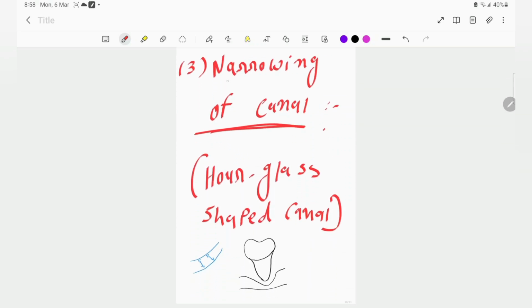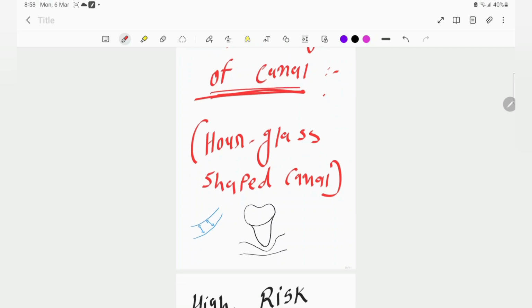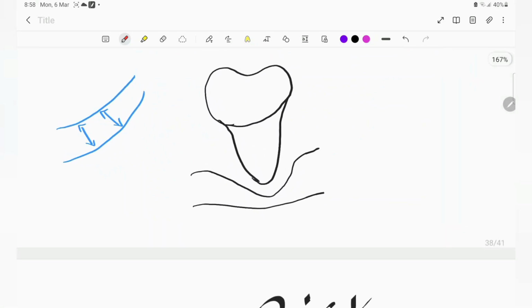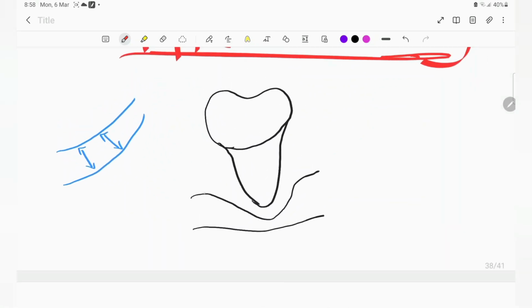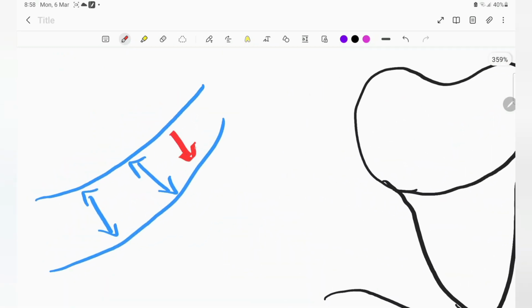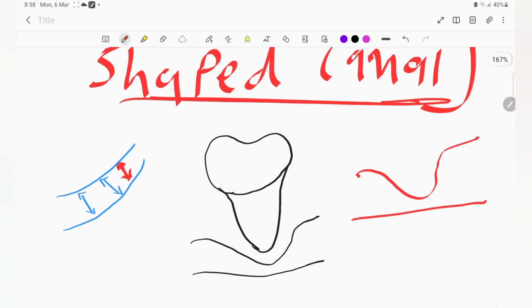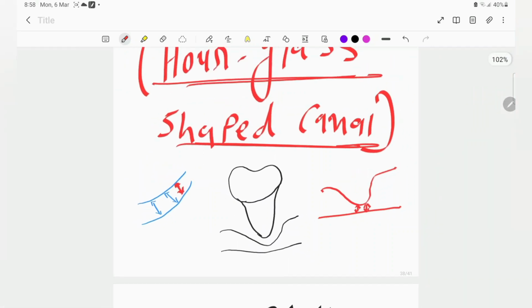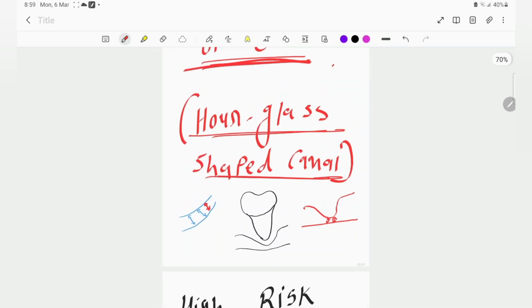Then we have the third, which is narrowing of canal. In this we can see an hourglass shaped canal. Why can we see this? Because the tooth is present there. That's why the superior border of the inferior alveolar canal is bent, but the inferior border is normal. That's why we can see this hourglass shape of the canal. Normally we can see this much is the width of the inferior alveolar canal, right? But in this one it is narrow. This is narrowing of canal. That's why it is called hourglass shaped canal.